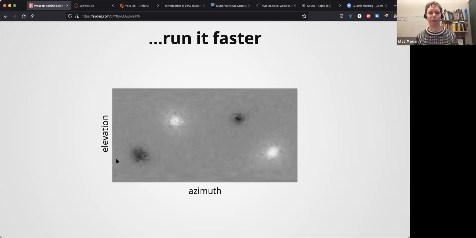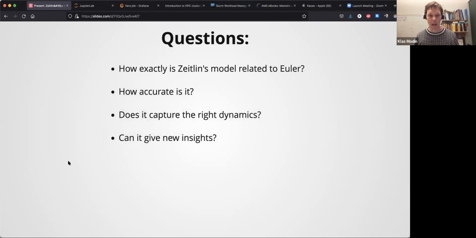And of course, this is Zeitlin's model. So you could ask, okay, nice, but in what sense does this capture the dynamics of Euler? That's what I want to discuss a little bit. So here are the questions. Exactly how is the Zeitlin model related to Euler? I'll give you some answers to this, in the sense that I explain what you see here. I'll try to explain exactly how we did these simulations, okay?